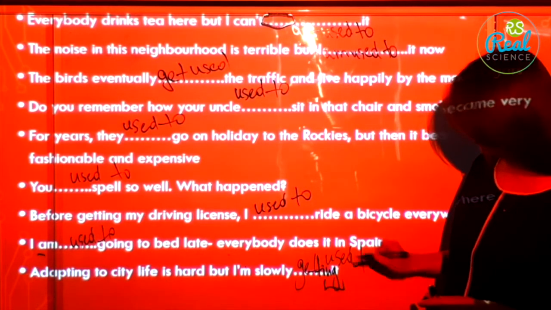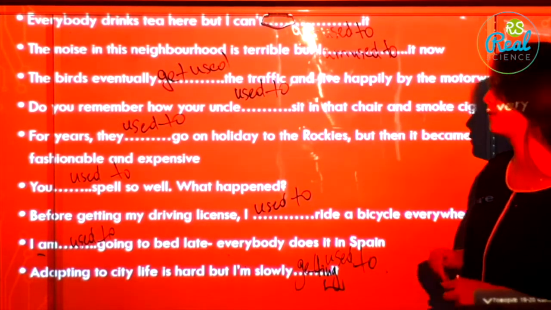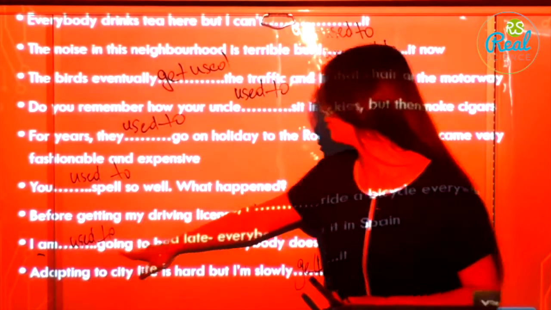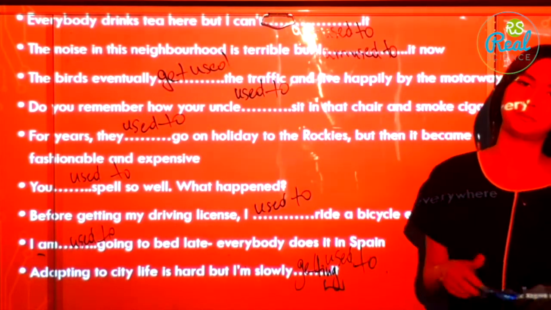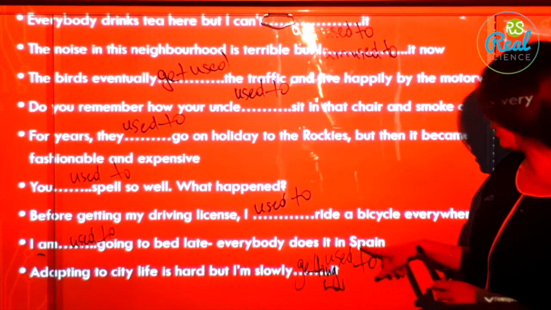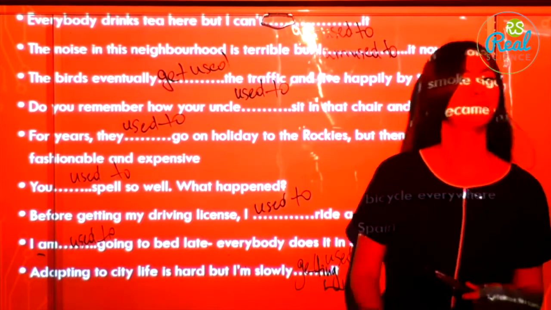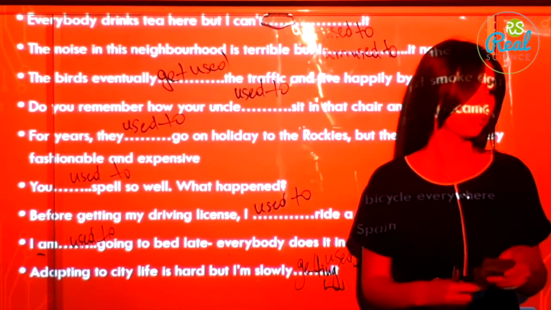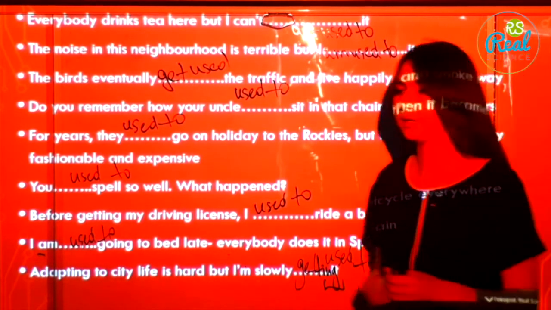We just forgot this one, the ing form. But it's correct. I am getting used to. I'm used to going. Correct. I'm used to going to bed late. Everybody does it in Spain. That is the correct one. Any questions? No. Okay. If there are no questions, we will continue.